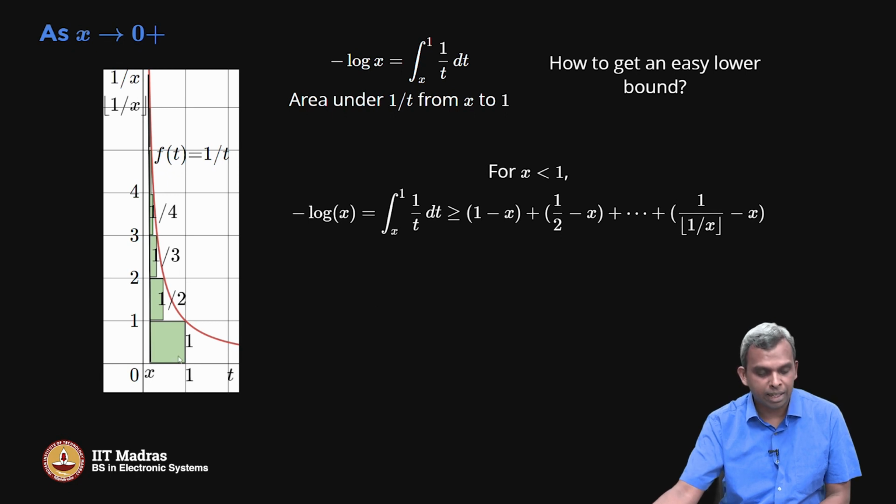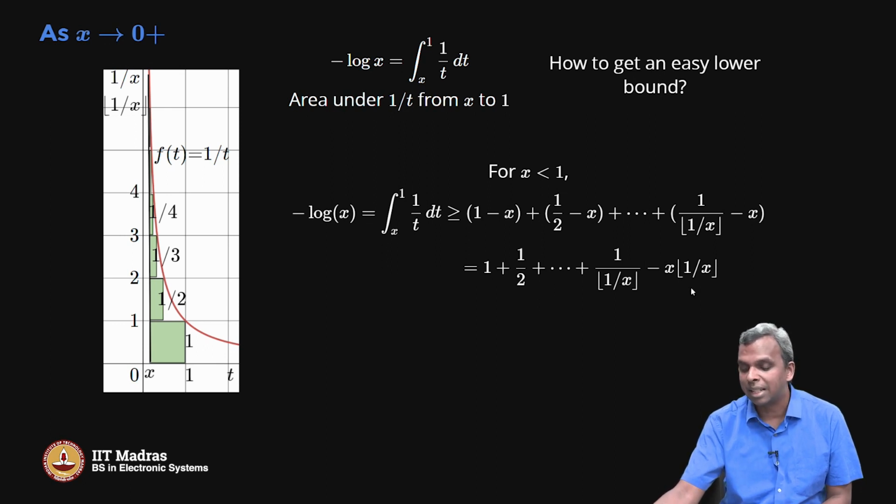And what is each of these areas? This area is 1 minus x, then this area is half minus x, then 1 by 3 minus x, so on till 1 by floor of 1 by x minus x. See, this 1 by x is there, and floor of 1 by x is the point here. I don't want to go into great detail here, just check it out. But basically this becomes 1 plus half plus so on till 1 by floor of 1 by x, minus x into floor of 1 by x.